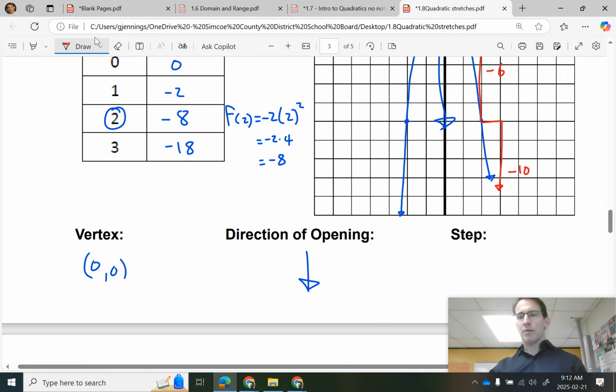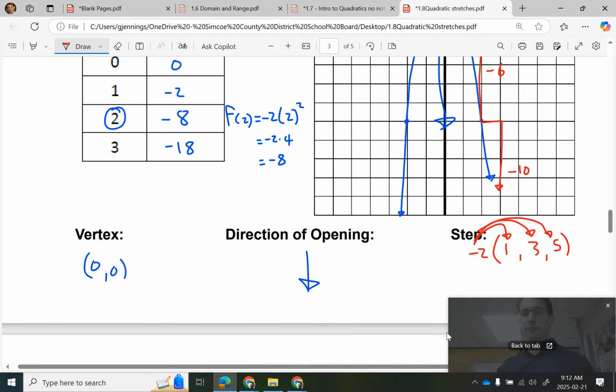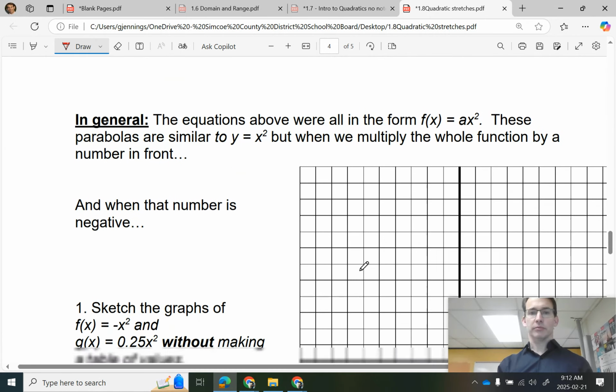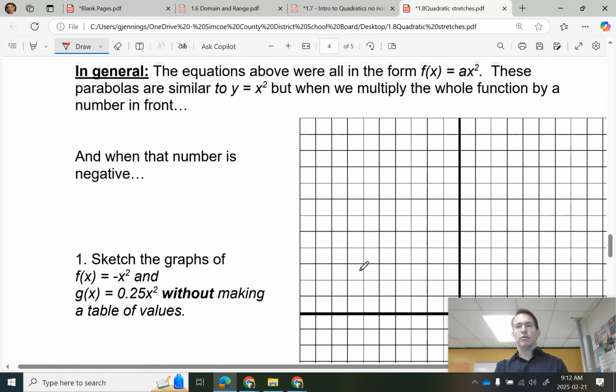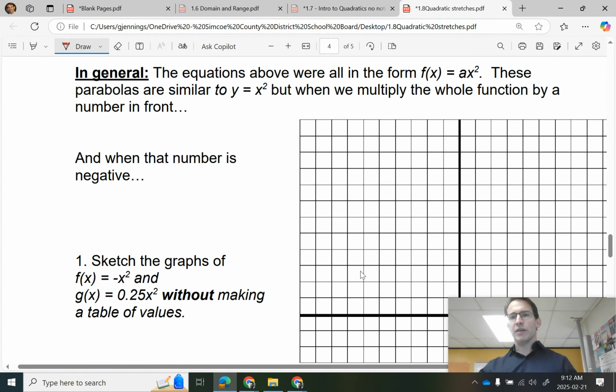Okay? Those come from 1, 3, 5 being multiplied by minus 2. There's minus 2, minus 6, minus 10. So all of those equations were of this form: f of x is equal to ax squared.